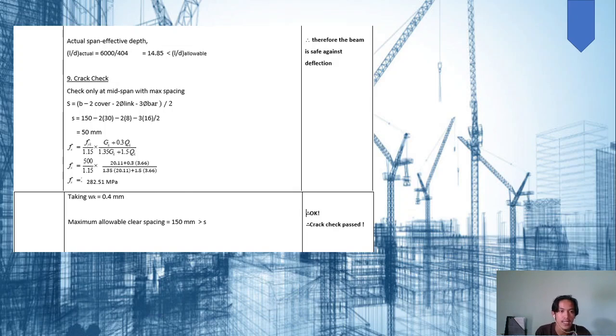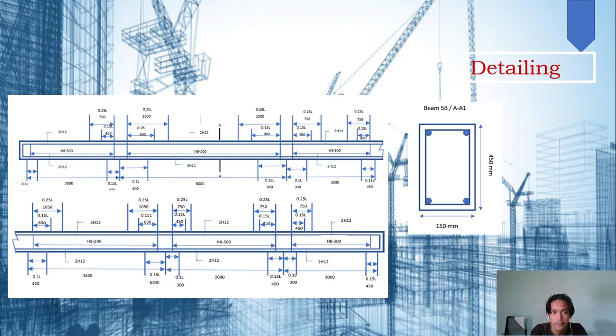So for the crack check, we will check only at midspan with max spacing. So we will calculate the S. We get 50 millimeter, and then we calculate the fs value. We got 282.51 MPa, and then we take Wk as 0.4 millimeter, and the maximum allowable clear spacing is 150 millimeter. It is more than S. It is okay. So the crack check is pass.